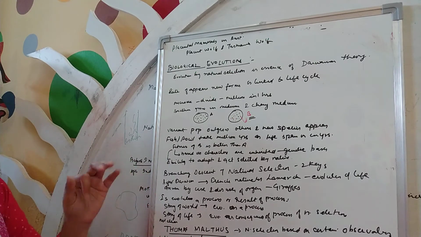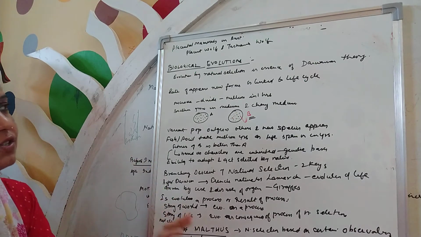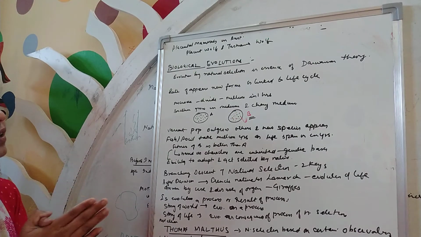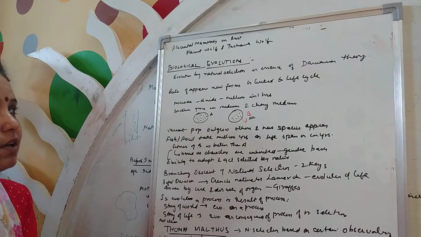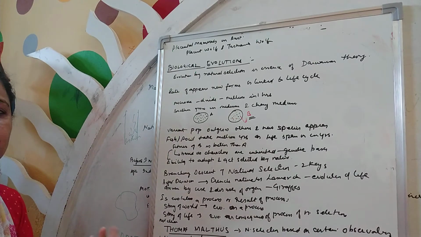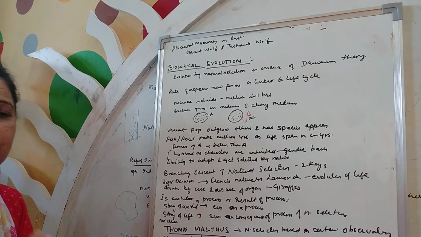That was the theory given by Darwin, known as evolution by natural selection, which is the essence of Darwinian theory. And the rate of appearance of new forms is linked to their life cycle. If new forms, new species, arise, it is somehow linked to the life cycle also. Life cycle means their lifespan, which may be 10 days, 1 month, 6 months, 1 year, or many years.